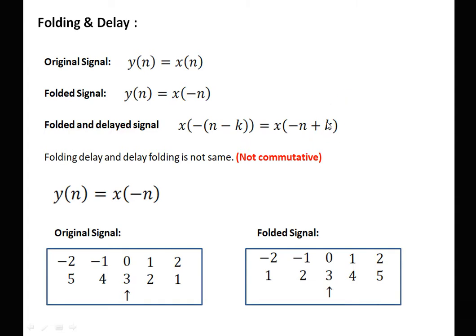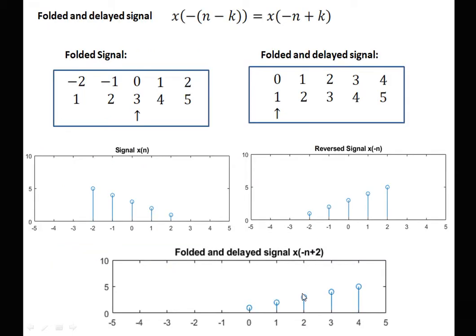For this, first we do the folding operation. The original signal is the same, and the folded signal we get is exactly the mirrored image of the original signal. Now we apply the operation x of minus n plus k. Now we need to shift. See, this is not an advance because it comes with the minus 1, so minus n, so it is a delay operation. In the delay we always shift the arrow to the left side.